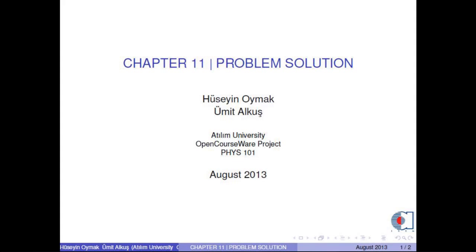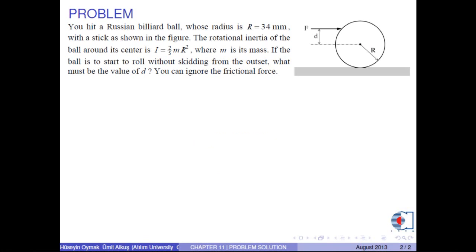In this video, we will solve one problem in chapter 11. You hit a Russian billiard ball whose radius capital R is 34 mm with a stick as shown in the figure. The rotational inertia of the ball around its center is I equals 2 over 5 m times r squared, where m is its mass. If the ball is to start to roll without skidding from the outset, what must be the value of d? You can ignore the frictional force.